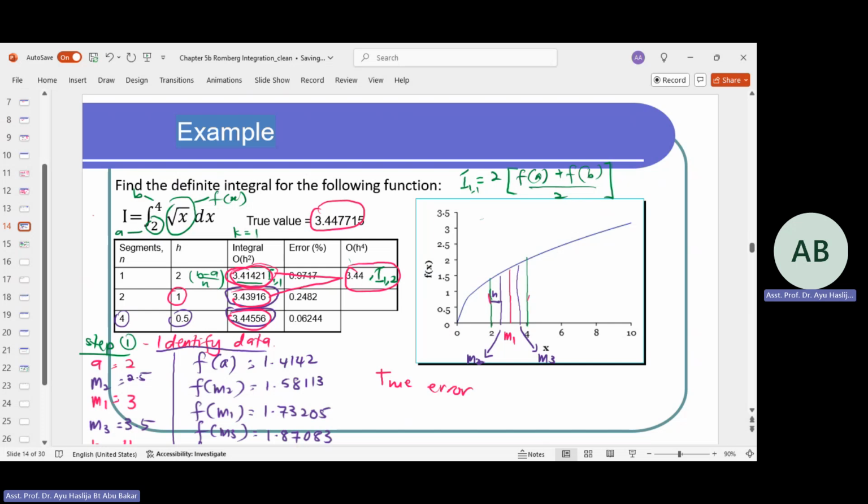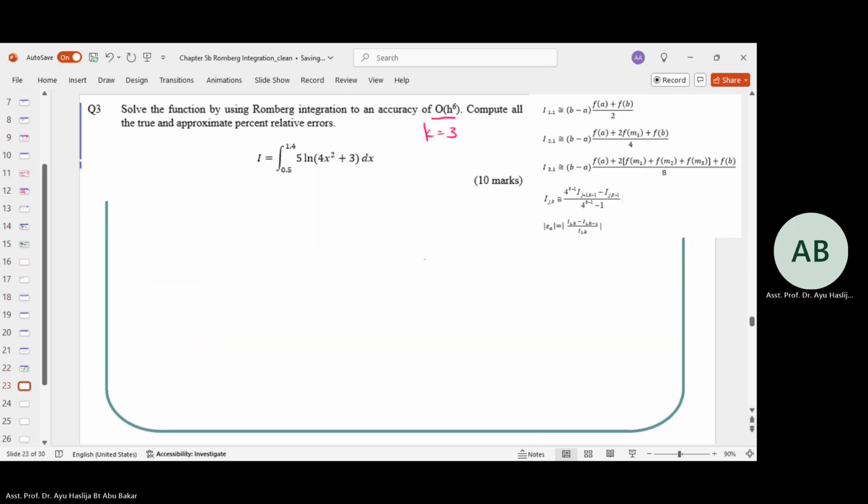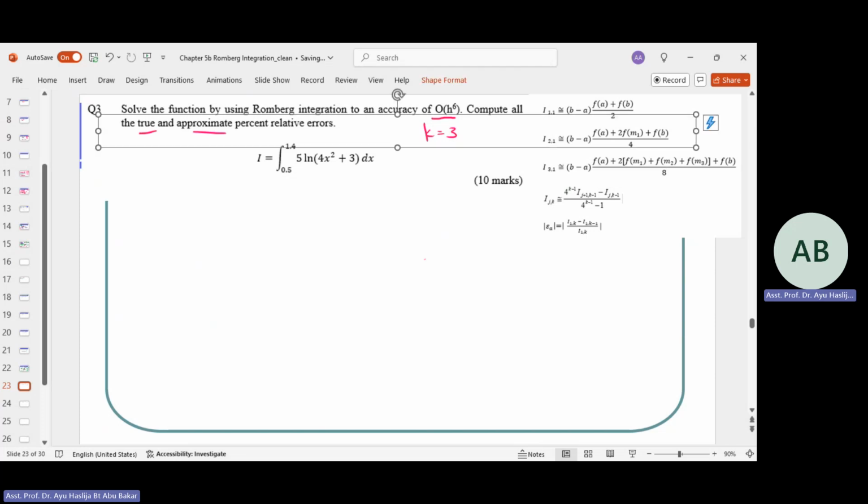Okay, let's see this final exam question. Here it asks you to compute until O(H⁶), meaning K level 3, and compute all true and approximate errors. So you must calculate all the errors. This one we proceed tomorrow. 10 marks only. Okay, so enough for today.